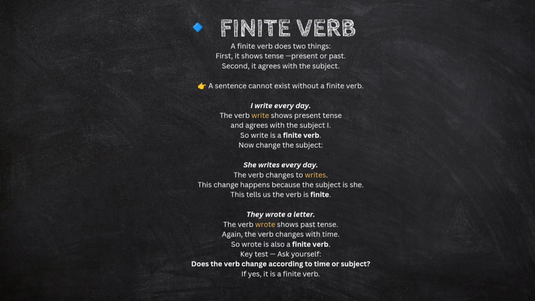Now change the subject. She writes every day. The verb changes to writes. This change happens because the subject is she. This tells us the verb is finite. One more example. They wrote a letter. The verb wrote shows past tense. Again, the verb changes with time. So wrote is also a finite verb. Always remember this. Ask yourself, does the verb change according to time or subject? If yes, it is a finite verb.